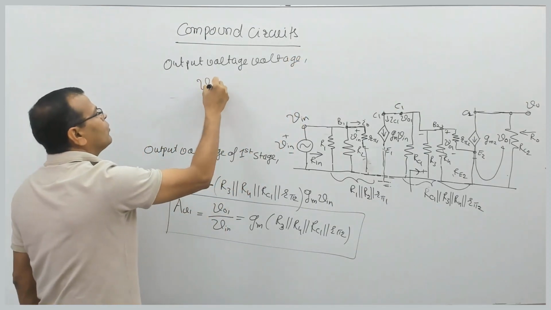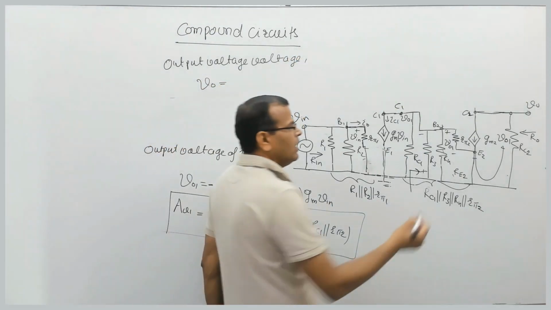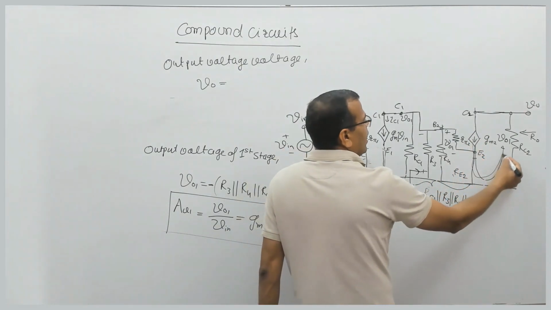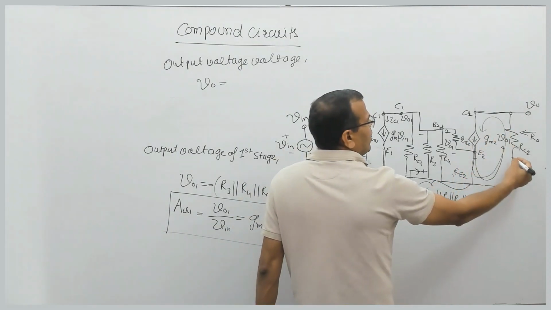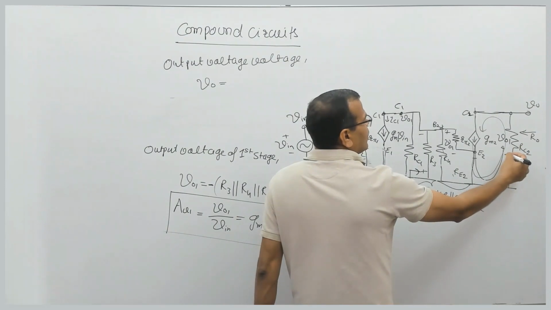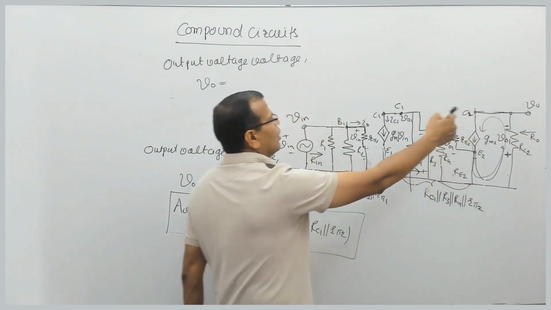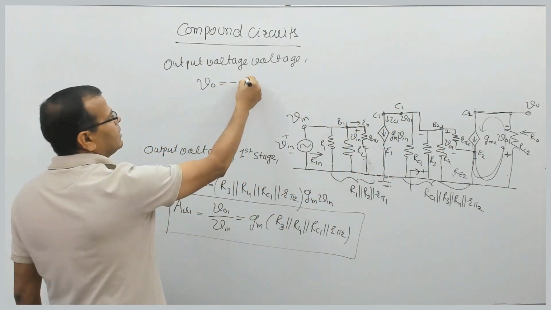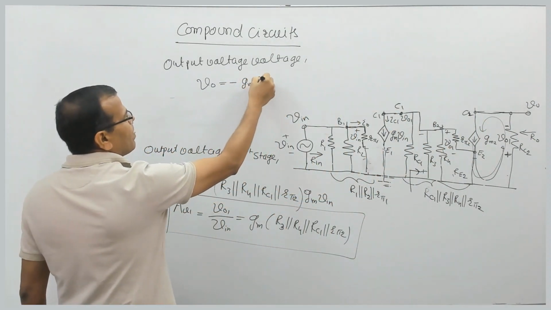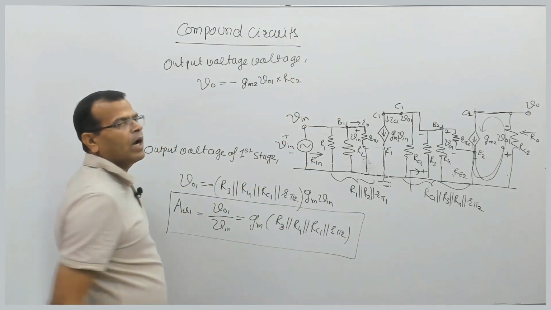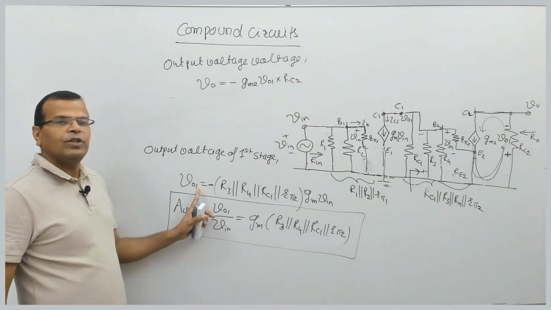That is V naught will be equal to, please see it carefully, this current source will be coming like this and it will go and come back to this point. The point where current enters the resistance is plus, and the point where current leaves the resistance is minus. So the output voltage will be minus GM2 V01 multiplied by RC2. And you know what V01 is.